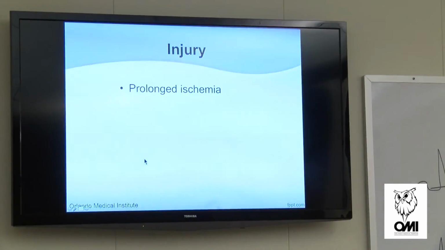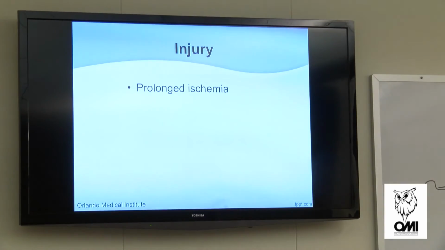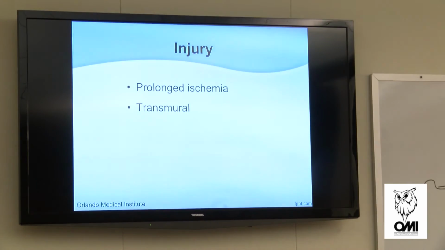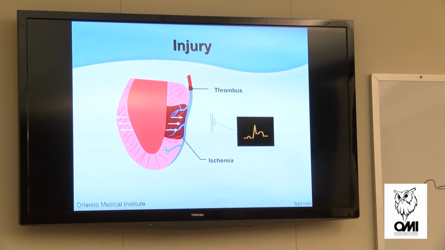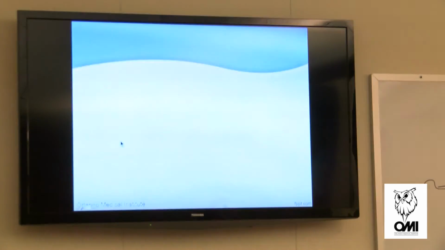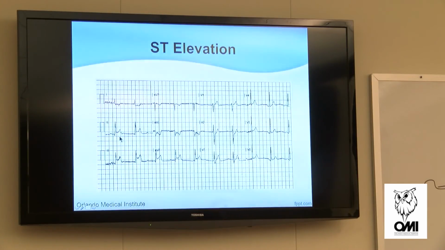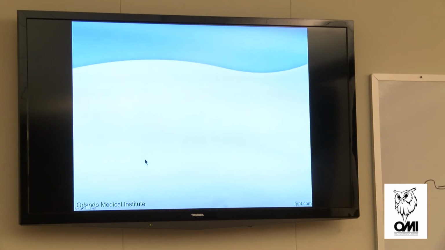All right, injured tissue. If the tissue is injured, it's prolonged ischemia. After a while, nobody started the reperfusion. The tissue went from ischemia and now became injured. Once it becomes transmural, there we'll see the ST elevation. It usually results in an MI if, once again, we don't start the reperfusion. As you can see, you look through the tissue, it's all the way through, it's transmural, and you can see the opposite side where the tissue is good, and that's where you get the ST elevation. So see the elevation? Easy to identify, right?